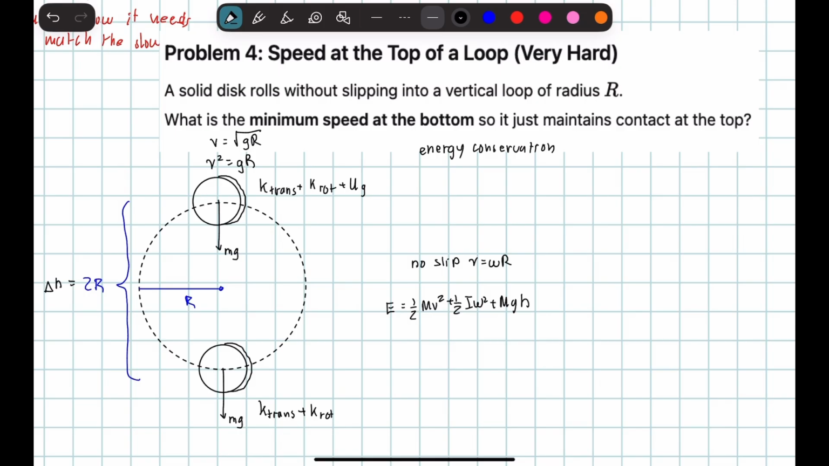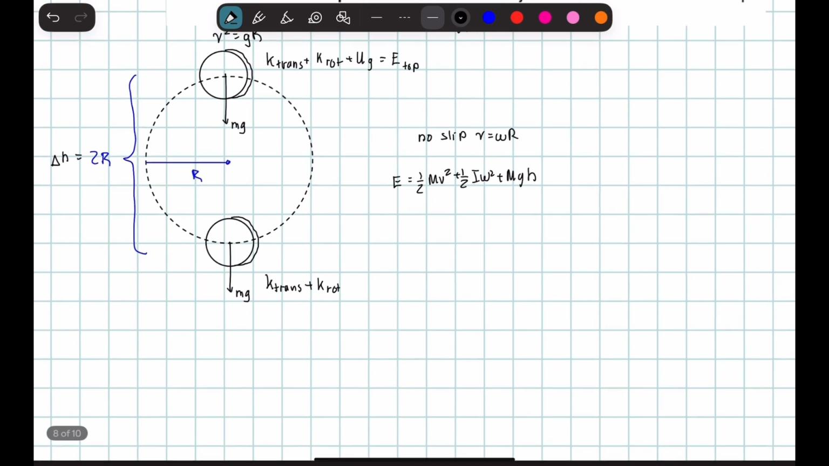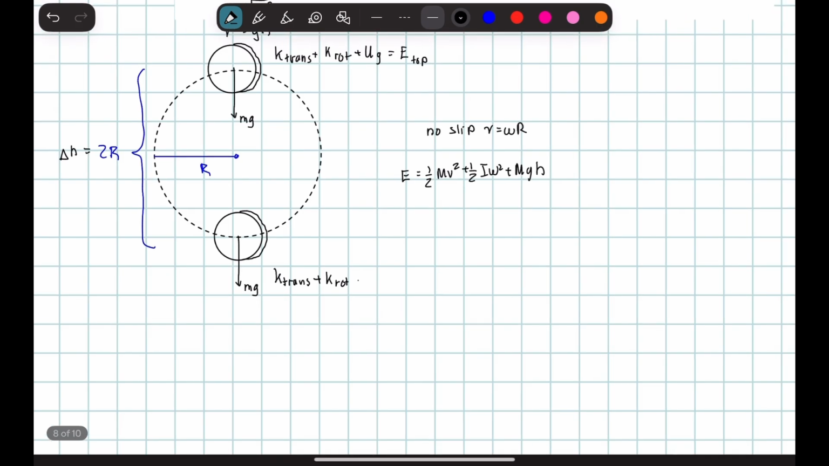You can see the disk is moving in a vertical circular motion, and at the top it's going to have a speed of v squared equal to g times r, and the total energy is going to be equal to the translational kinetic energy, rotational kinetic energy, and potential energy. And then at the bottom it's going to have no potential energy, just translational and rotational kinetic energies. The change in height is just 2r.